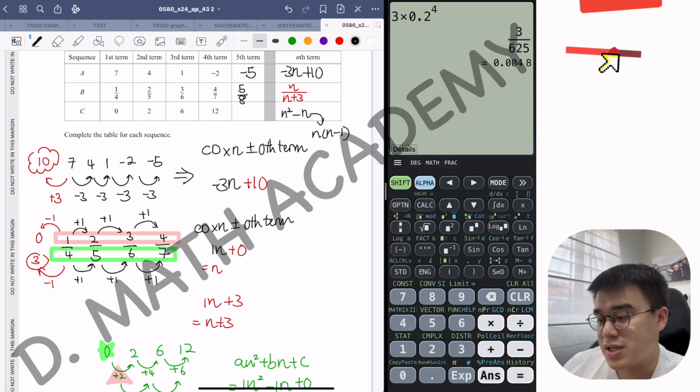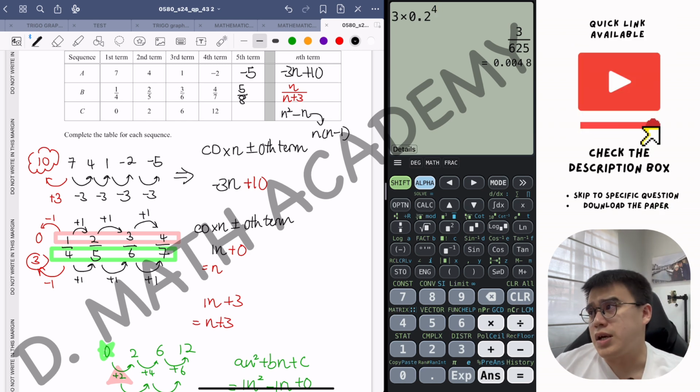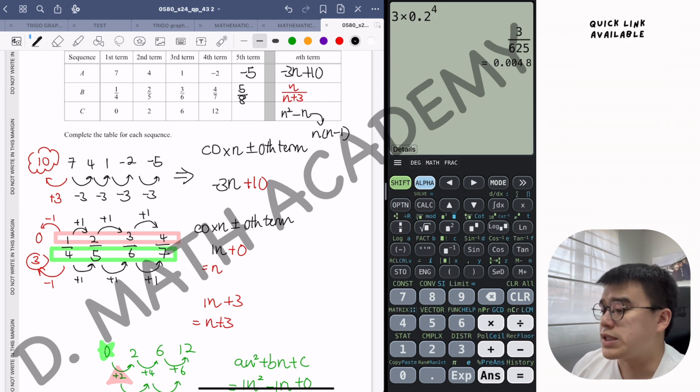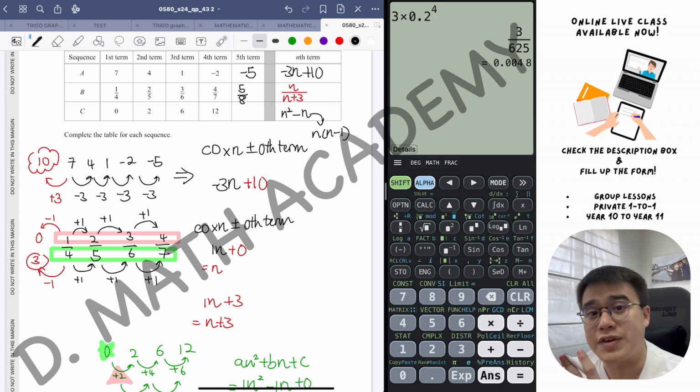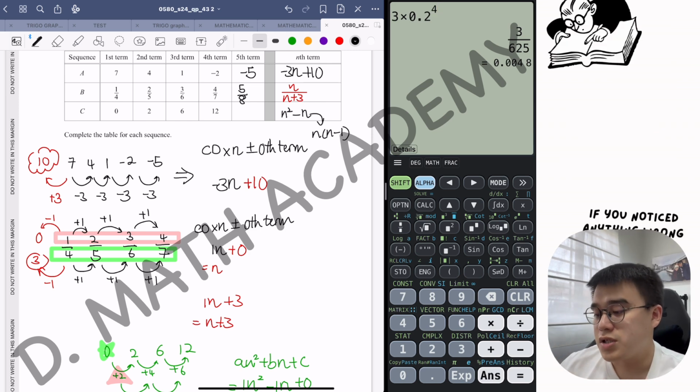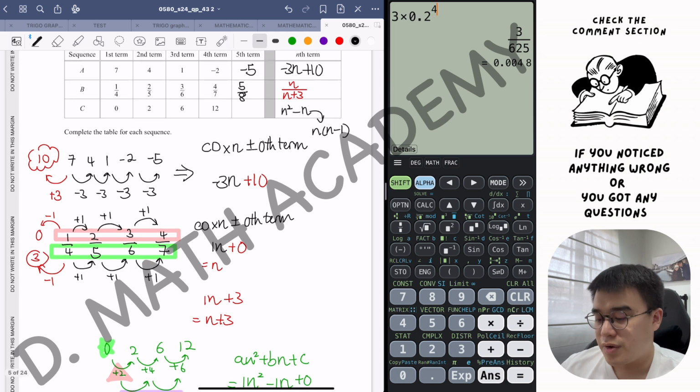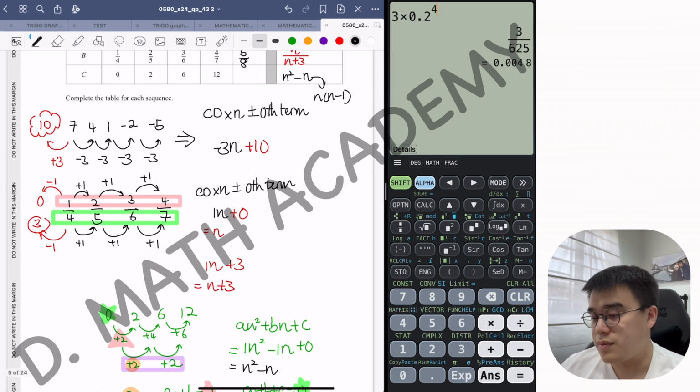Okay, because previously in the older past year papers, they always ask students to give your answers in simplest form. And if you calculated that it was a quadratic that can be further simplified, you're actually supposed to simplify it further.